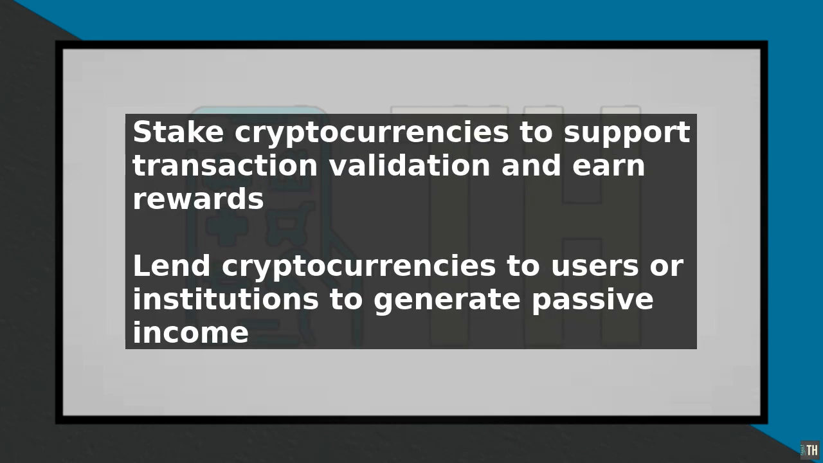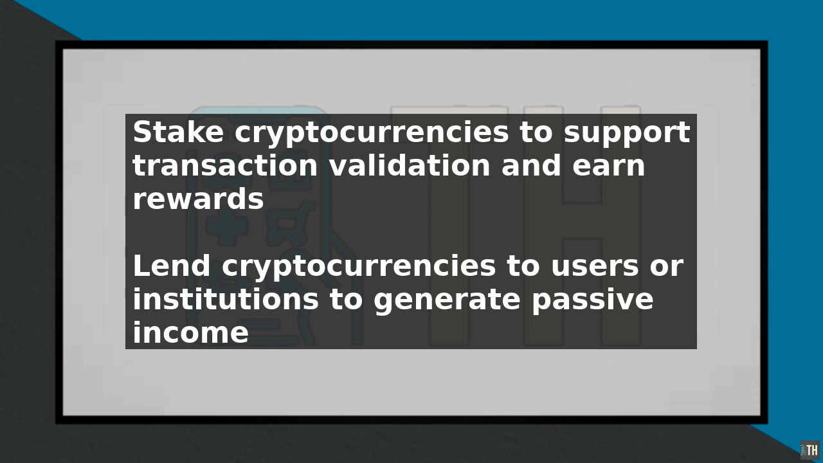Another way to earn money on Trust Wallet is through lending. This involves lending your cryptocurrencies to other users or institutions who use them for various purposes such as trading or investing. In return, you receive interest on your lent assets, which can be a lucrative way to generate passive income.